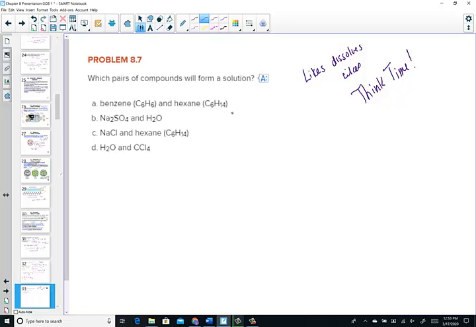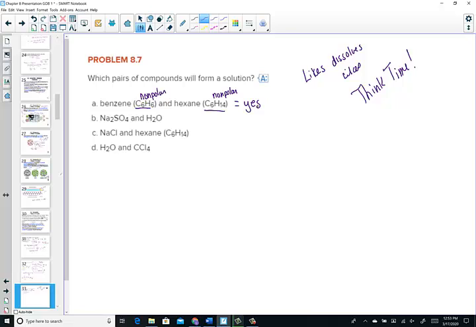Benzene and hexane. Benzene is a hydrocarbon. It is a non-polar, very boring molecule. Hexane, also non-polar, just all carbon-hydrogen bonds. Non-polar with non-polar. Yes, this will form a solution.